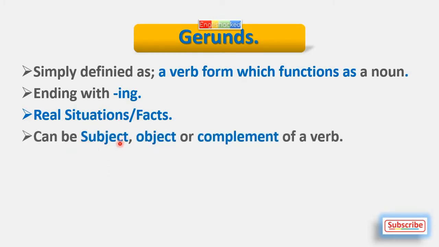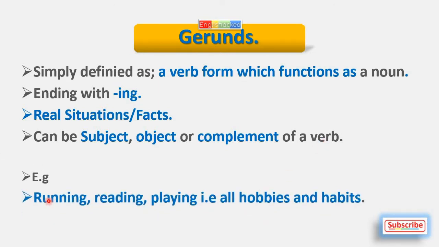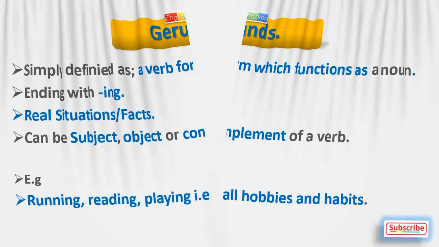They can also be a subject. In fact, they are a subject. They can also be an object. They can be a complement of a verb. That's the beauty of these gerunds. They can be subject, object, or complement of a verb. For example, running, reading, playing. That is to say, all hobbies and habits are gerunds. Running, reading, I like swimming, all those are gerunds because they end with an ing. So they are nouns. Let's continue.